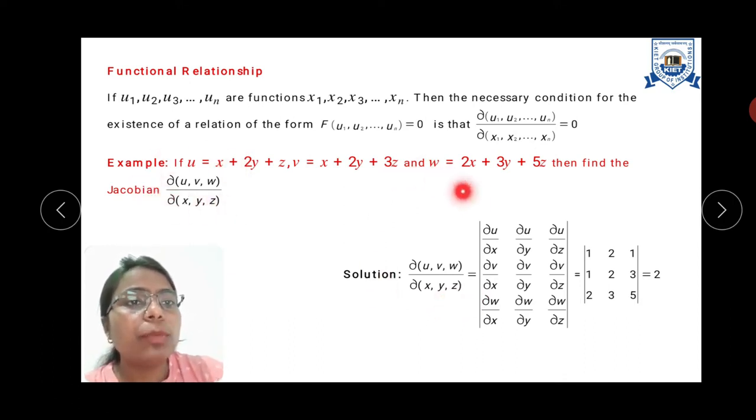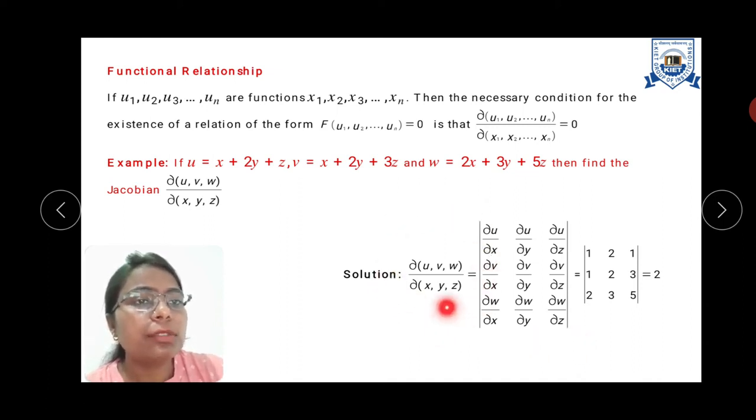So the Jacobian of u, v, w with respect to x, y, z, by the definition, is equal to the determinant of this matrix. In this matrix, first, u is a function of x, y, z. So the first row contains the partial derivatives of u with respect to x, y and z.